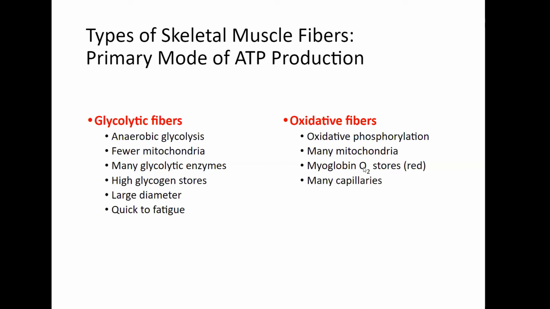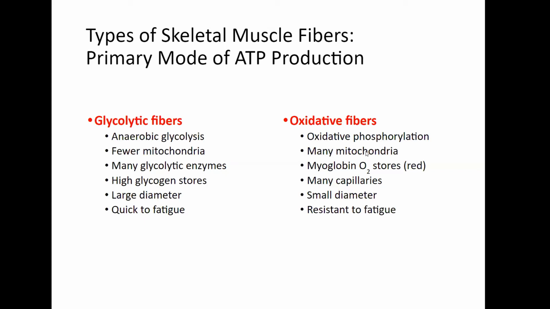Okay. Oxidative fibers, they need oxygen, so they also are going to be really well vascularized. They're going to have lots of capillaries going to them to bring the oxygen. And then they're also going to be small in diameter, so that oxygen can diffuse easily into the cell, and then also diffuse easily throughout the cell to get to those mitochondria.